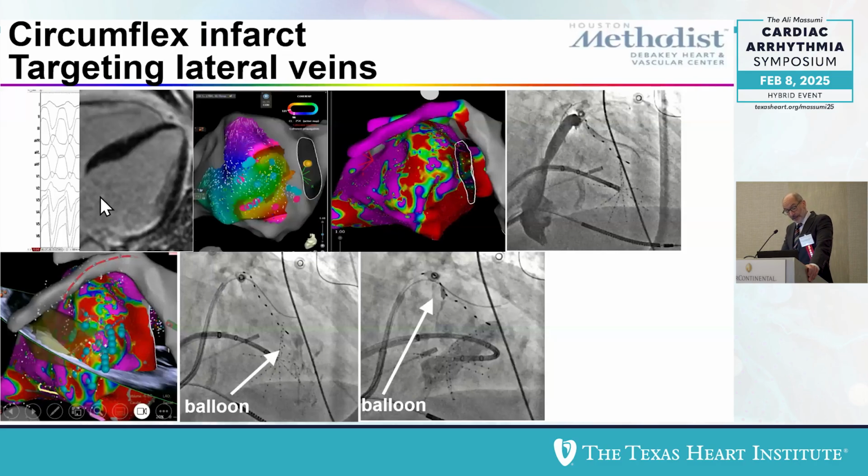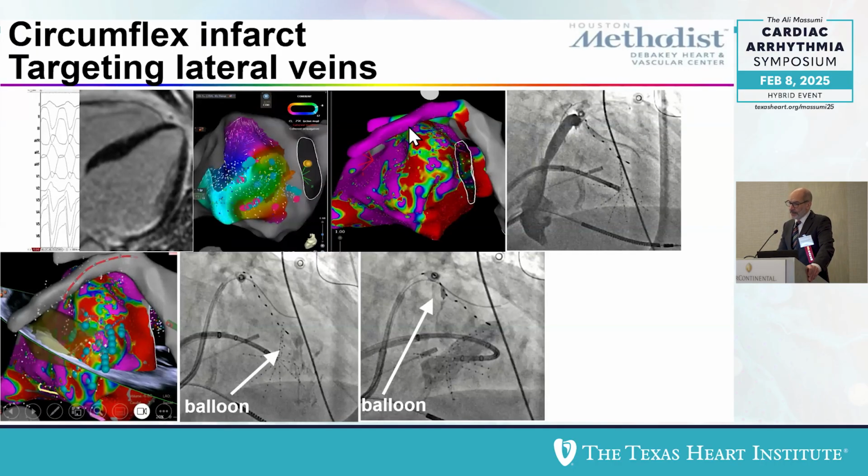In the circumflex infarct tends to have more complex venous anatomy. This is one example. This is a large basolateral scar. The patient had VT in that area. We were able to map the entire VT circuit with a figure-of-8 reentry in this area of patchy low-voltage scar in the basolateral left ventricle.